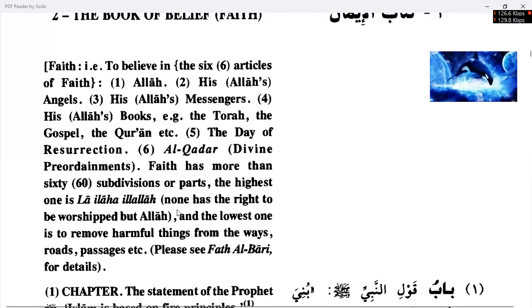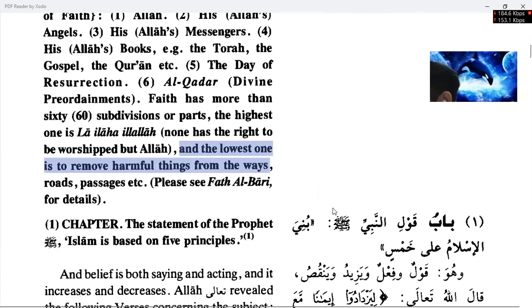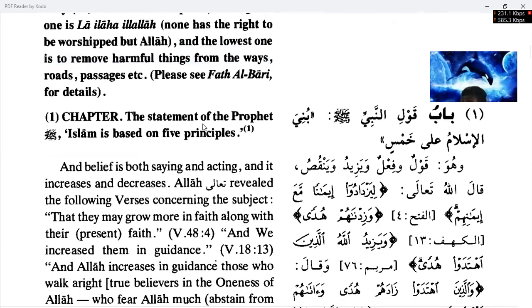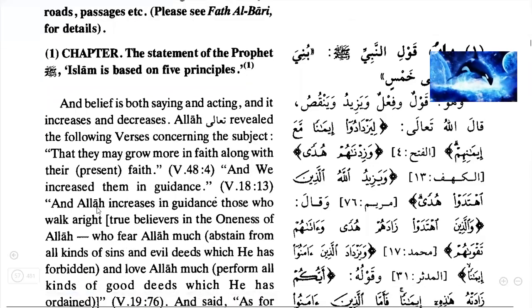Good. And then one thing, that every good deed is a part of faith. Every good deed that we do is a part of our faith. So number seven: any good deed that we do is a part of our faith.